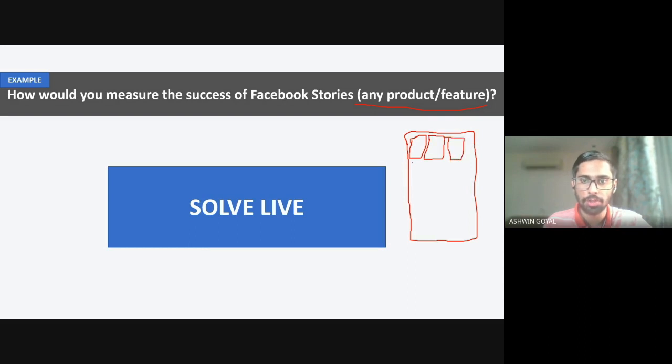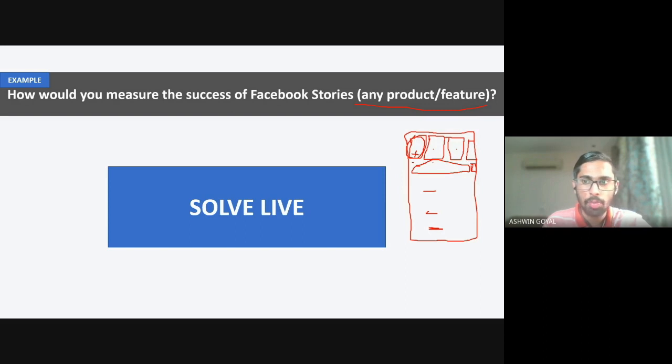So let's say these are the Facebook stories, right? I think the first one is upload your story. This one, you can upload your own story, and all the other ones are your friend stories. So let's say this is your feed. I think there's something like post something new, and there's a camera button here. Then below this, the feed part is there.